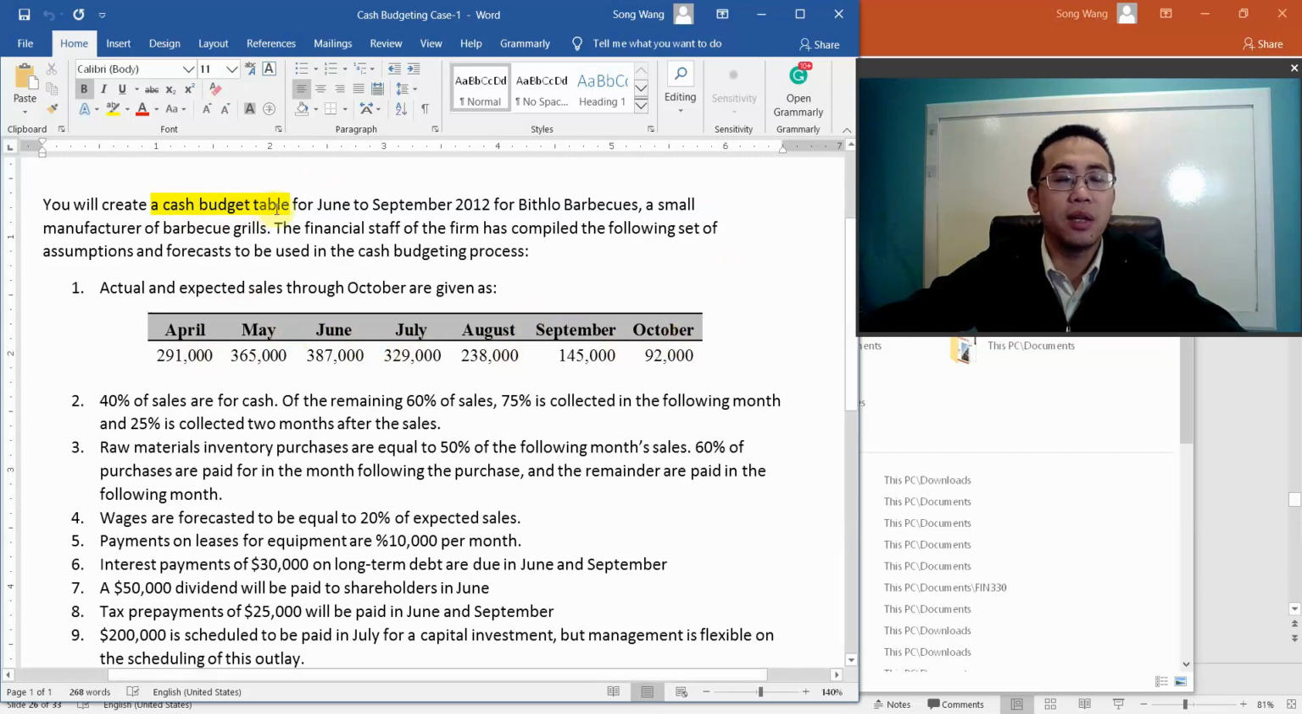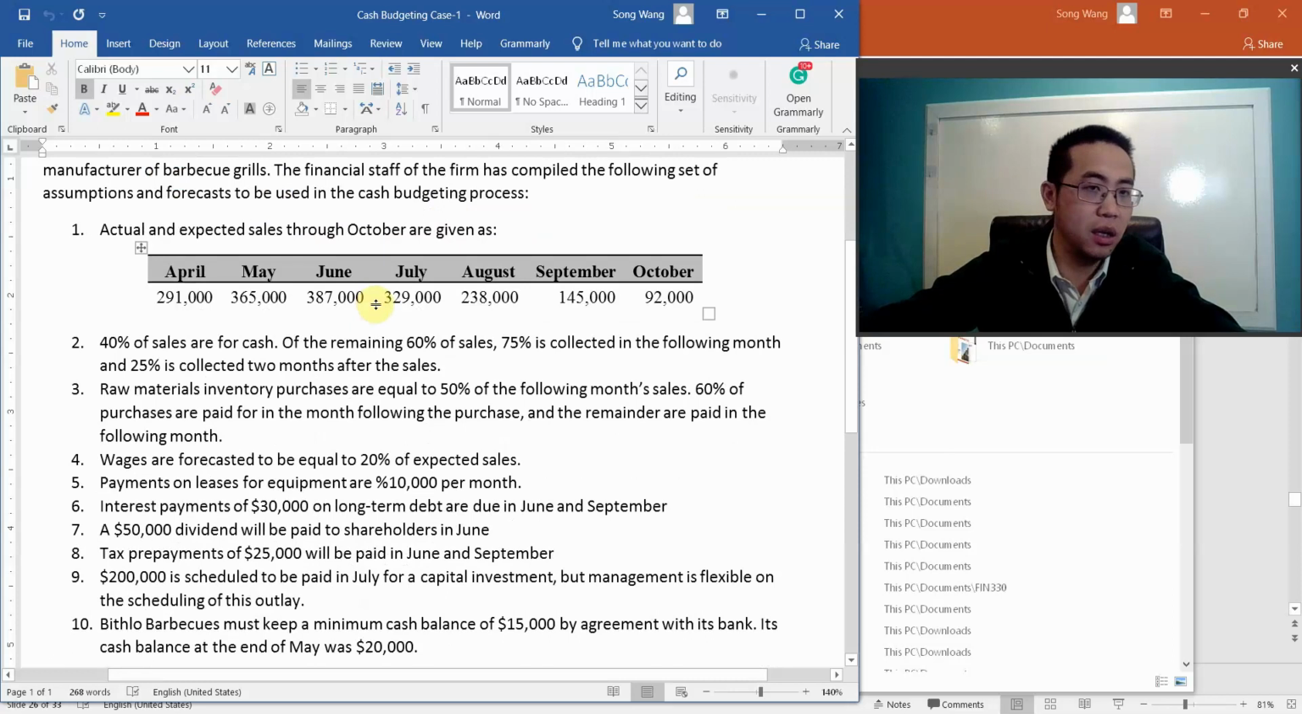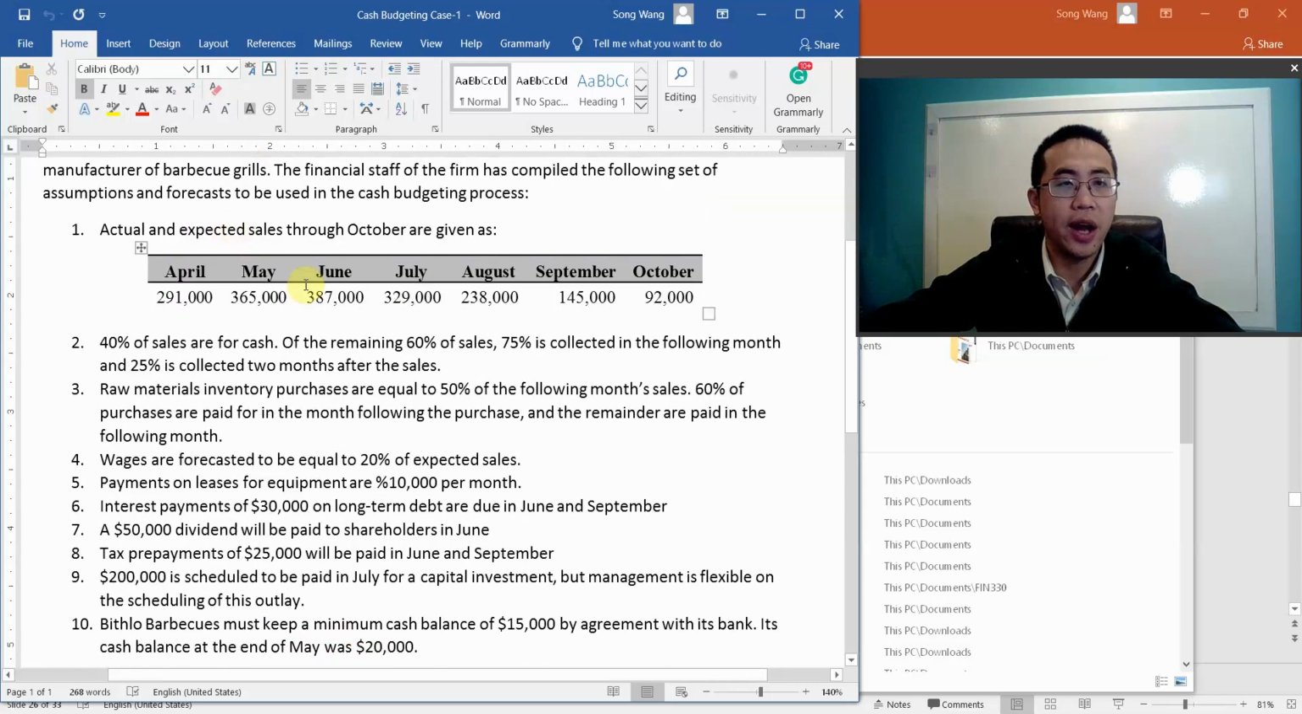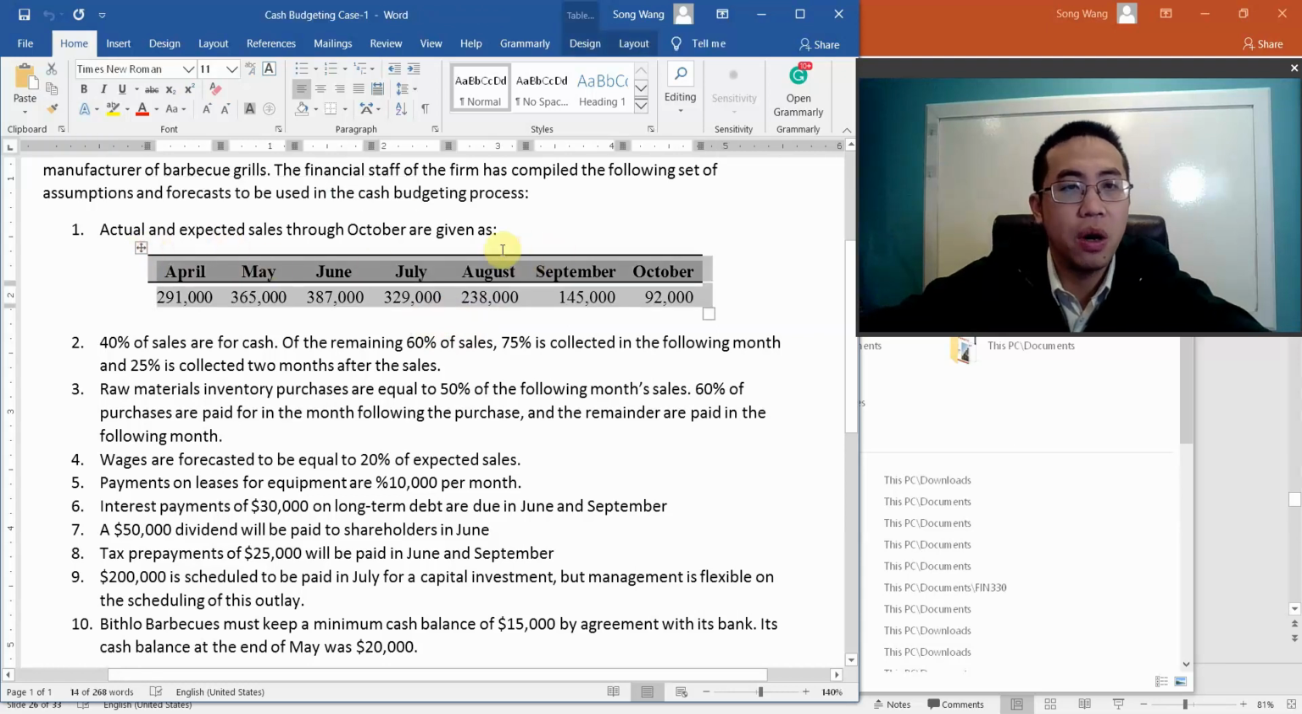So you are going to create a cash budget table for June to September of a year for a company called Bithlo Barbecues. And here are the given pieces of information. So you have sales from April to October, and you need to analyze from June to September for all the cash flows. And this is the beginning part of the story, which are the sales. These are the expected sales.